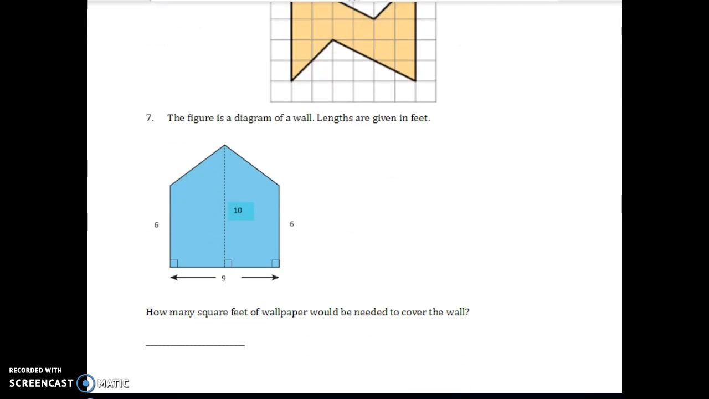Question 7. The figure is a diagram of a wall. Lengths are given in feet. How many square feet of wallpaper would be needed to cover the wall?